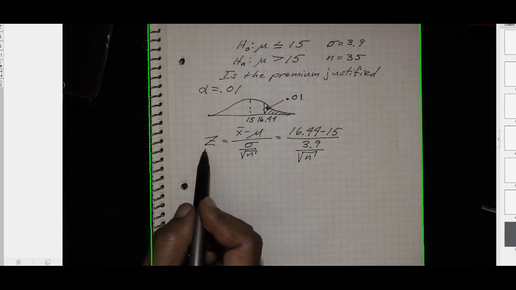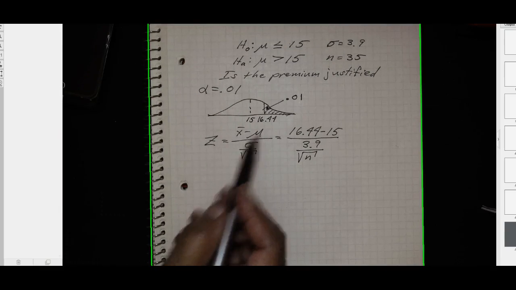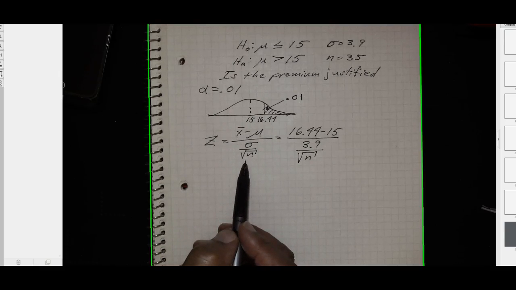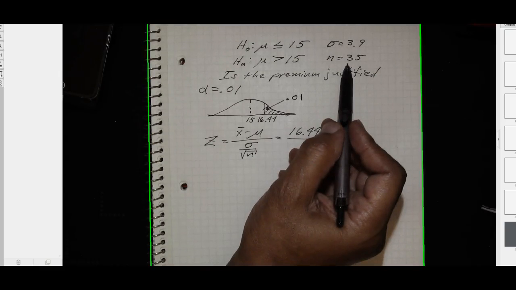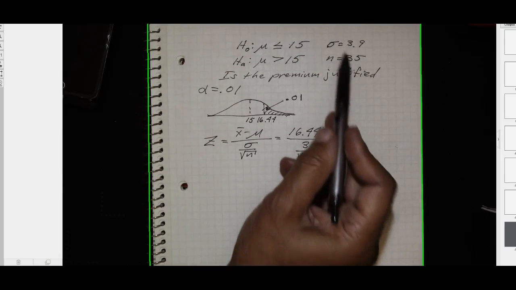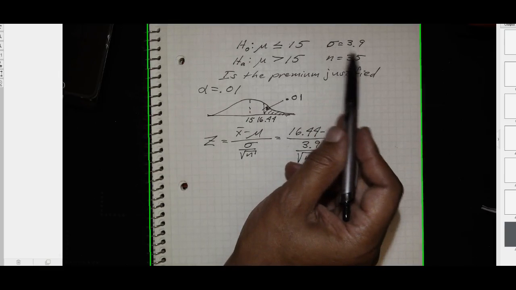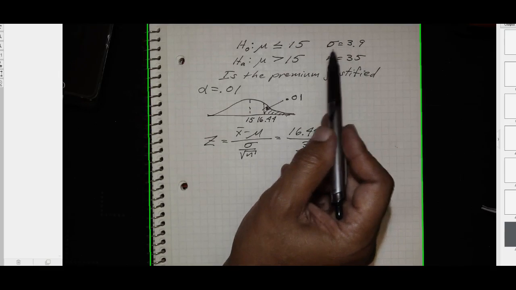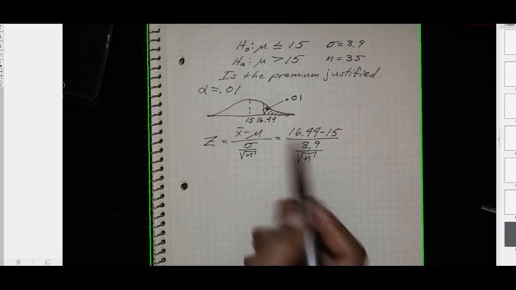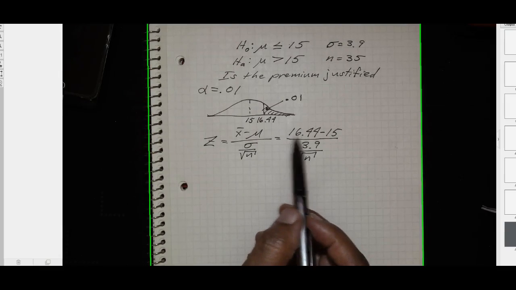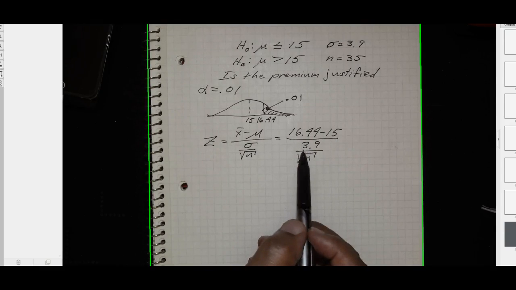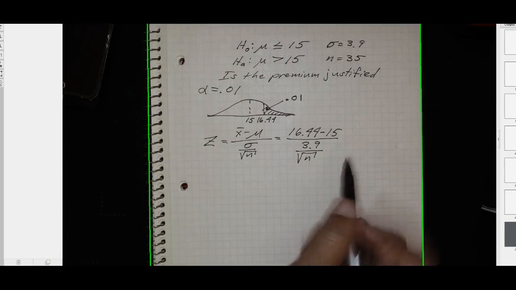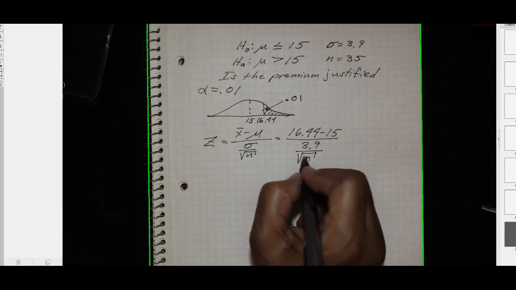So our test statistic is z equals x bar minus mu over sigma divided by the square root of n. And we can use this test statistic because our sample size is greater than 30. And we also know we were given the population standard deviation. Sigma is known. So in calculating these, we're going to use 16.44 for the mean, minus 15 divided by 3.9 over the square root of n, which in this case I should have written in the 35.